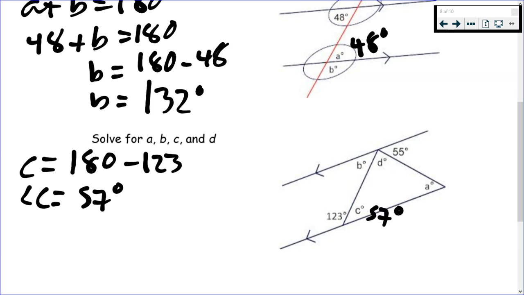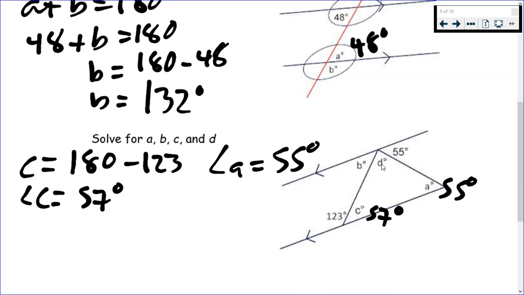Are there any other properties I know right now that are going to help me? Well, we know that angle A is going to be 55 degrees because of the Z pattern. I have two parallel lines and a line going across them. We form our Z, 55 degrees here and 55 degrees here. So angle A is 55 degrees.